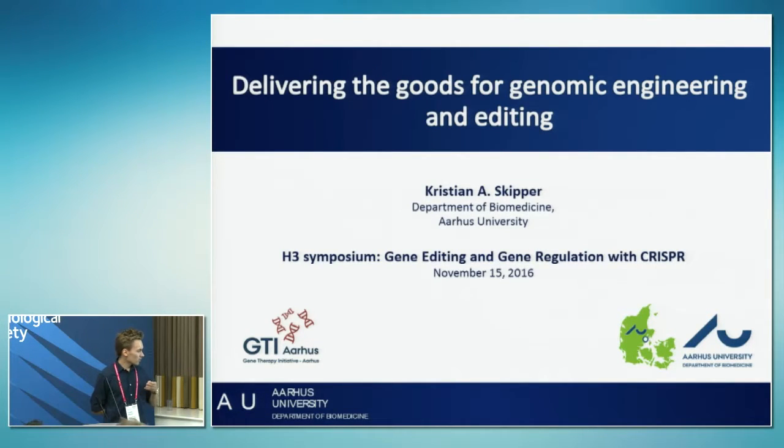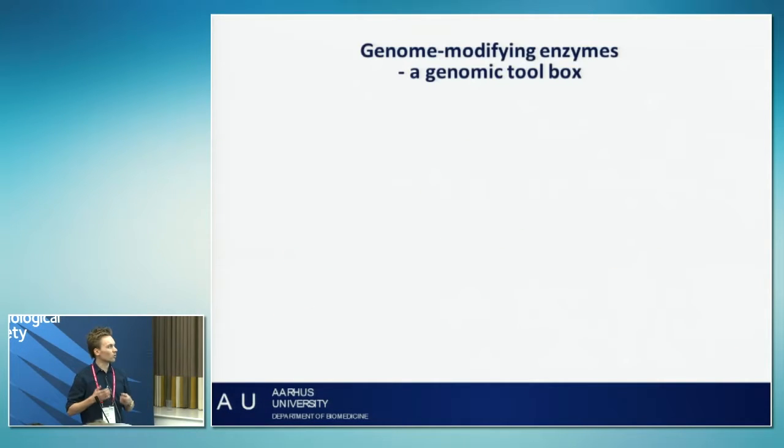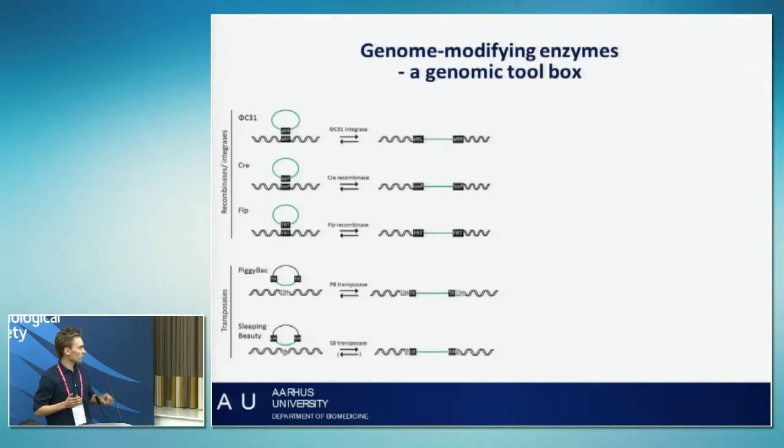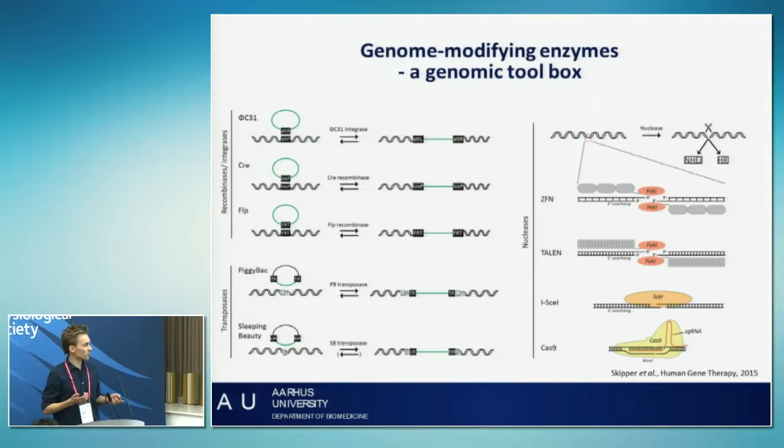A lot of the work that we do in our lab focuses on what we like to call genome-modifying enzymes. This toolbox of enzymes consists of both the recombinases, for example, the Cre and Flp recombinases. We also have the DNA transposons, with which we have done a lot of work. We have the nucleases, so the zinc fingers, the TALENs, and of course Cas9.